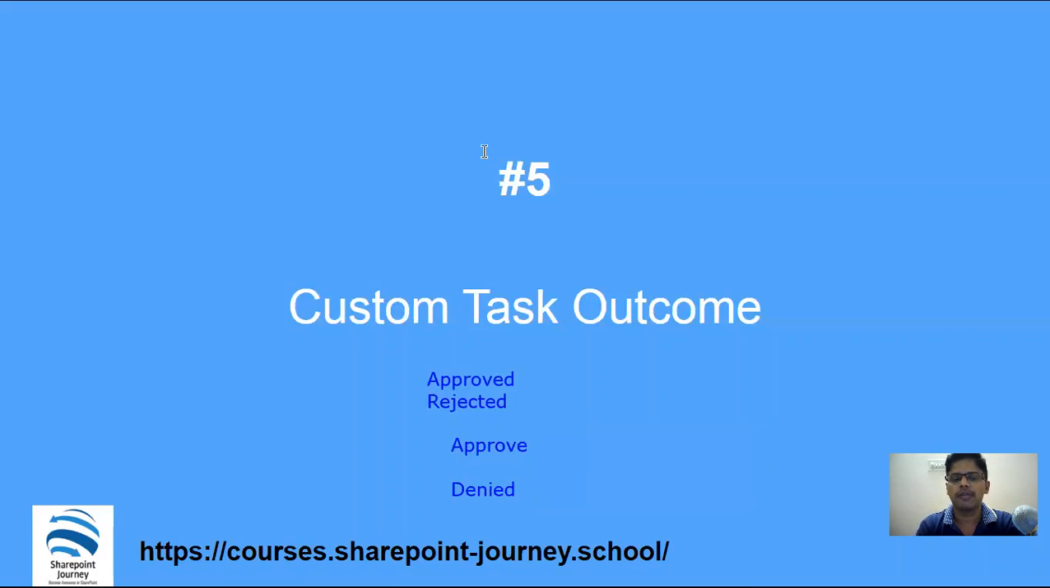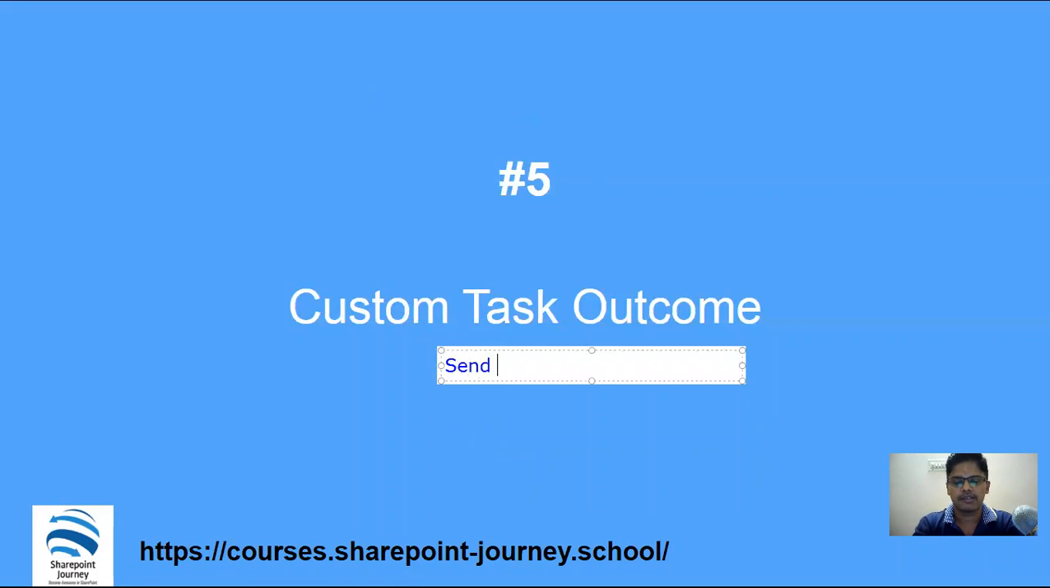So there would be different kinds of requirements, or, say, send for approval. If I'm using multiple stages, I might use different text. That can be done using the custom task outcome option. So I'm going to discuss how we are going to create those custom task outcomes and how we could implement customizing those options.